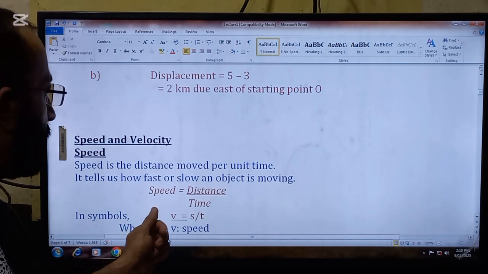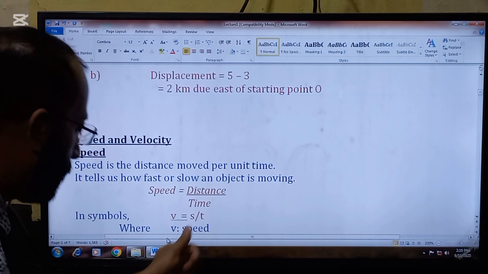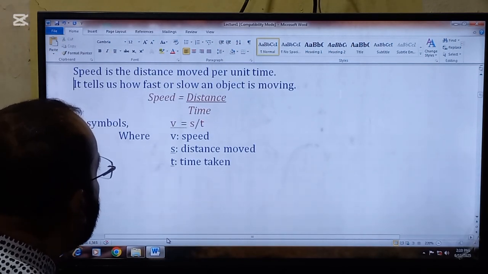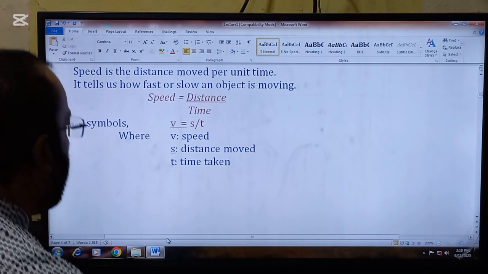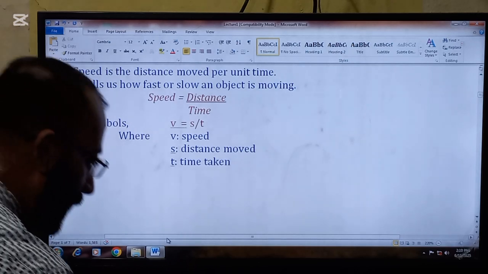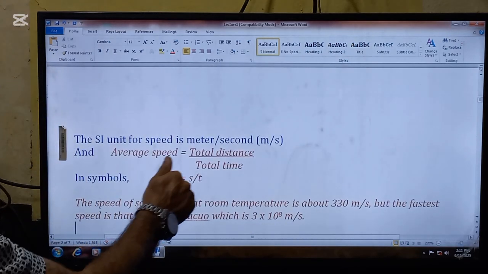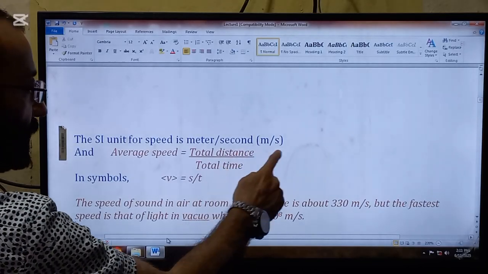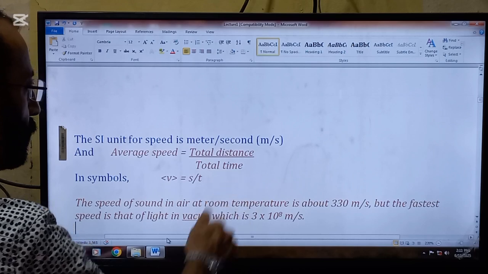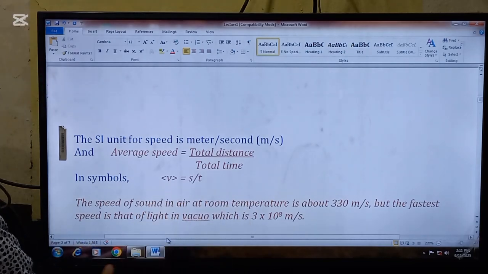The formula for the speed is distance over time. In symbols, v is equal to s over t, where v is speed, s is distance, and t is time. So the formula is v equals s over t. The SI unit for the speed is meter per second. So this is the standard unit. And average speed is total distance over total time. So this is the symbol of the average speed.